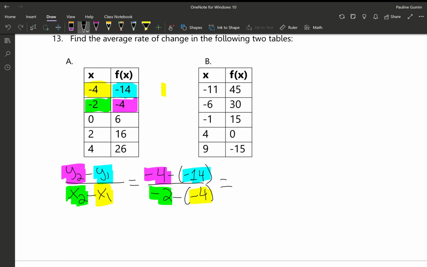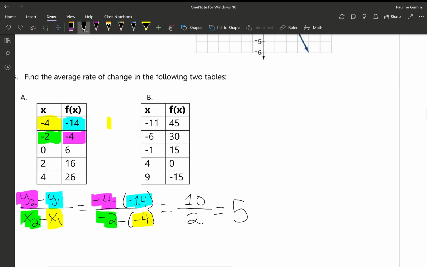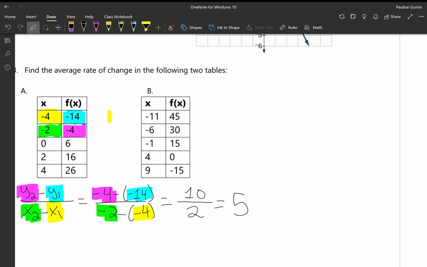All right, in my calculator, I entered negative 4 minus negative 14, and I got 10. Negative 2 minus negative 4, I got 2. And you can, of course, simplify it to 5. Let's do the same thing for letter B, using the same formula. All right, let's do it. Let's color code it up.